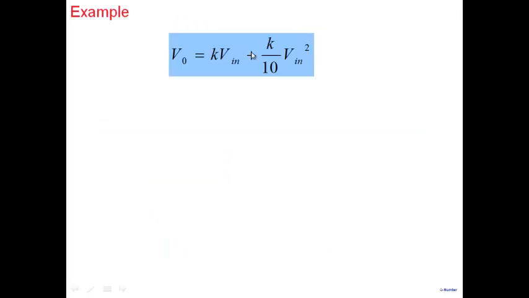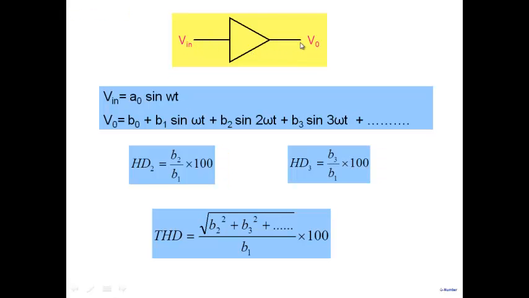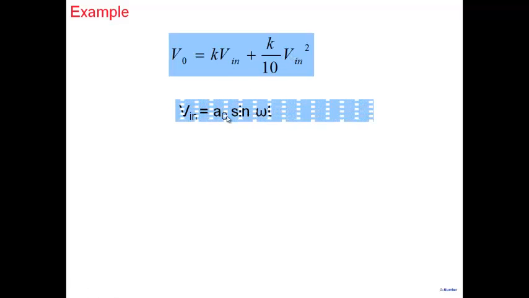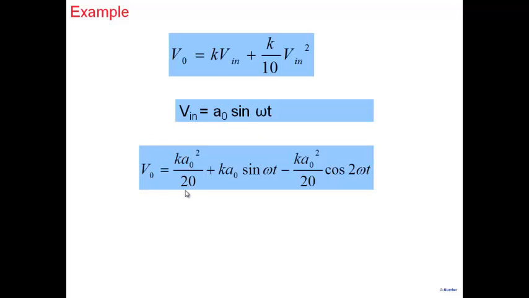Look at this example, the next one. Suppose I have a nonlinearity V0 versus Vin, which is of this kind. I have V0 equals K Vin plus K by 10 Vin squared. This is a very simple nonlinearity. If I substitute Vin equal to A0 sin omega t here, you can easily work out: K A0 squared by 20, plus K A0 sin omega t, minus K A0 squared by 20 cos 2 omega t. Because we were getting sin squared omega t, we convert it into cos 2 omega t.